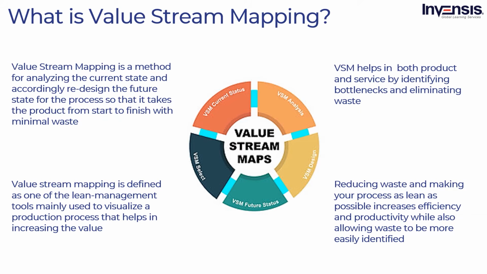Reducing waste and making your process as lean as possible increases efficiency and productivity while also allowing waste to be more easily identified. Value stream mapping is part of the Six Sigma methodology for going lean. To understand this, you need to be aware of two elements, value-added elements and non-value-added elements. To know about these, you must get to know 8 types of waste elements.